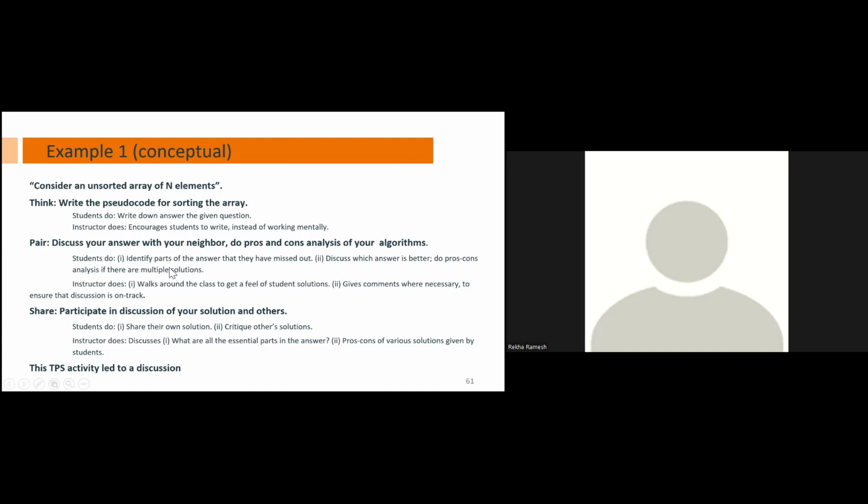What will students do? They will identify parts of the answer that they have missed out, discuss which answer is better, do a pros and cons analysis if there are multiple solutions, etc. What will the instructor do? Walk around the class to get a feel of student solutions, and give comments where necessary to ensure that the discussion is on track. In the share activity, students participate in the discussion of solutions, share their own solution, and critique other solutions. The instructor will discuss what the essential parts of an answer are, and the pros and cons of various solutions given by students. Actually, this TPS activity led to a large discussion in the class.